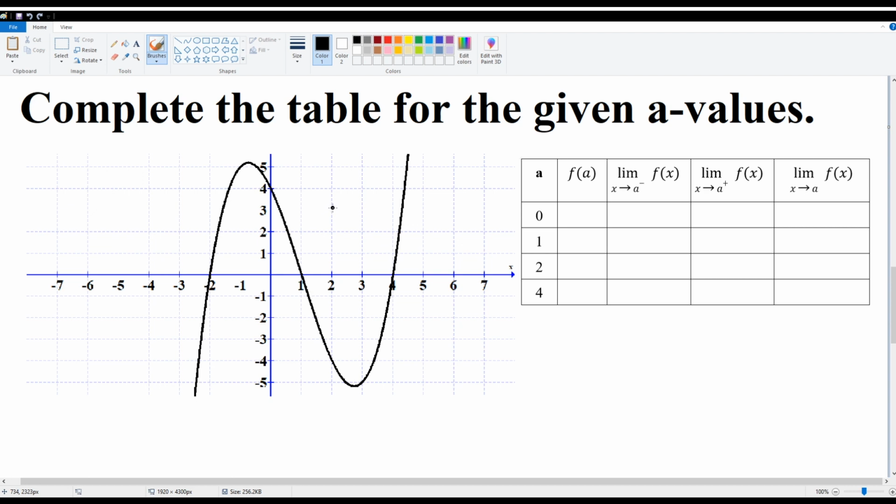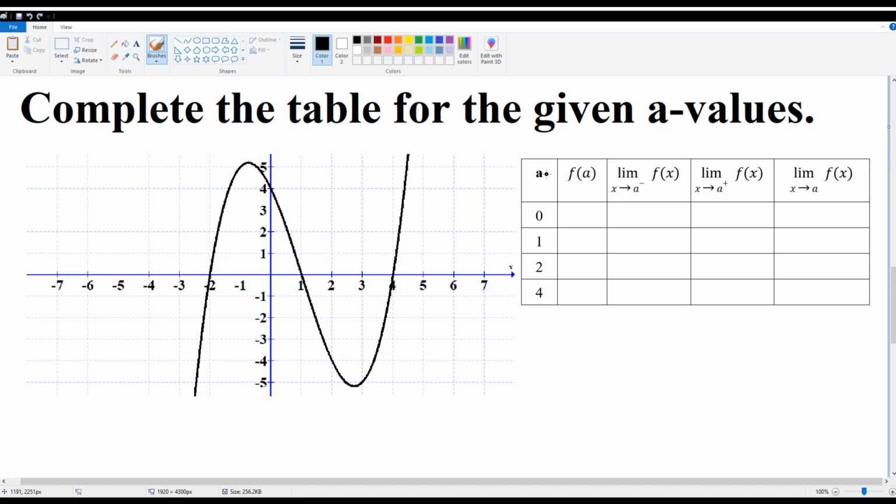For our assignment, we'll be doing some more limit evaluations on some functions, both continuous and discontinuous, something that we'll get into in a little bit more in the next lesson. But here my prompt says complete the table for the given a values. Now, we usually don't have a anywhere on a graph. This might seem a little bit unfamiliar, but the thing that I notice here is that this has f of a, the limit as x approaches a for all the different limit pieces down here.